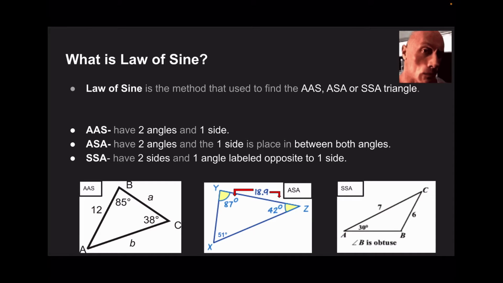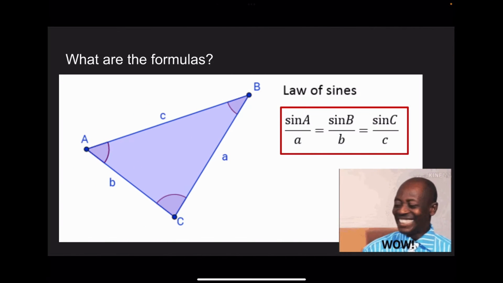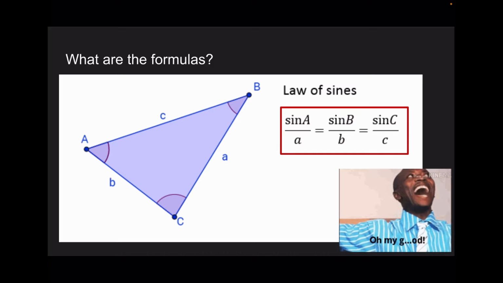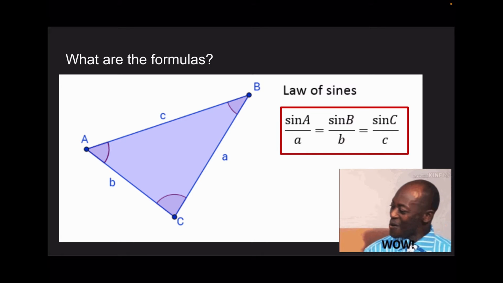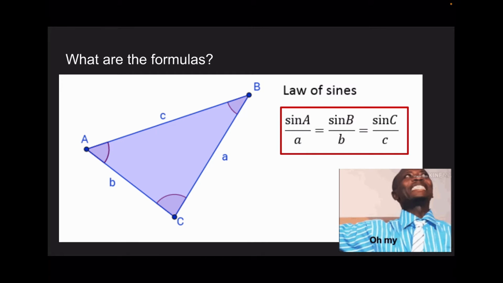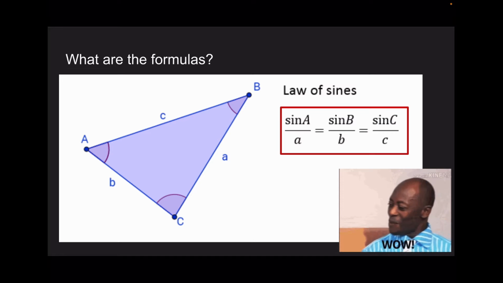Remember that to use the law of sines, the triangle needs to have at least one pair of opposite side and angle. As you can see in the picture, every triangle has one opposite side and angle. What are the formulas? The formulas for the law of sines are sine A over a equals sine B over b equals sine C over c.